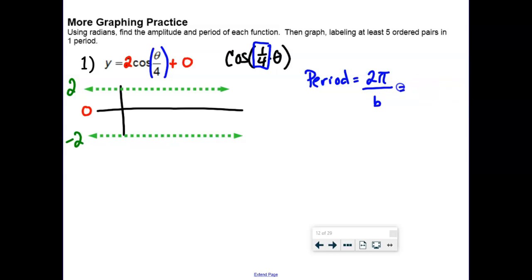So in our case, that'd be divided by 1/4. But I need you to go back to little kid grades with me. How do we divide by 1/4? Multiply by 4 over 1. That works too, right? So the true period length of this graph is 8 pi.